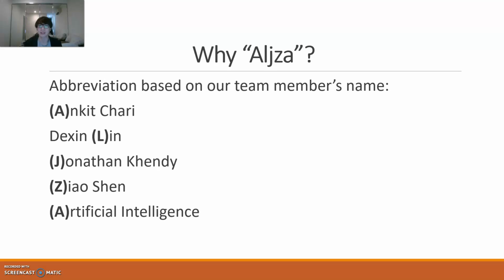So, the first question is, why ALZA? Well, it's very simple. It's basically the abbreviation of our team members' names: Ankit, Lin, Jonathan, Zhao, and the last would be artificial intelligence.